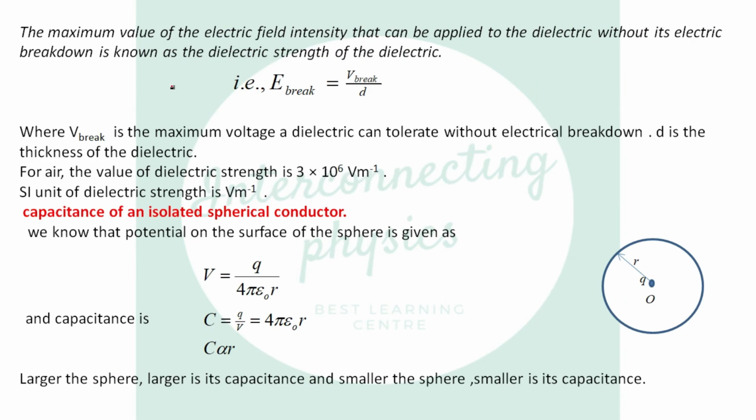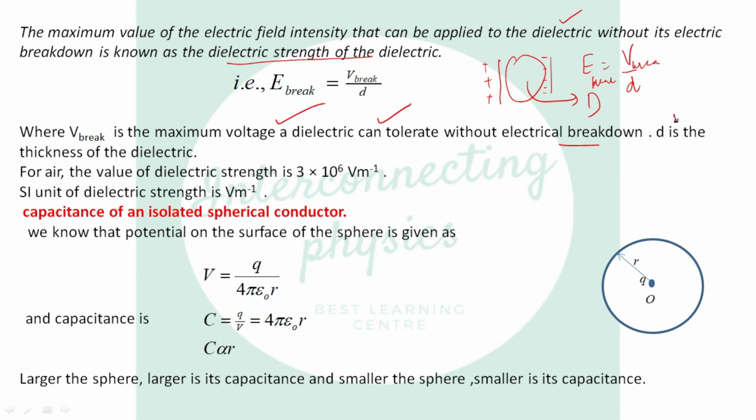So the maximum value of electric field intensity that can be applied to the dielectric without its breakdown is called dielectric strength. It is denoted by V divided by d, that is, E break equals V break over d, where V break is the maximum voltage that a dielectric can tolerate without electrical breakdown, and d is the thickness of the dielectric.